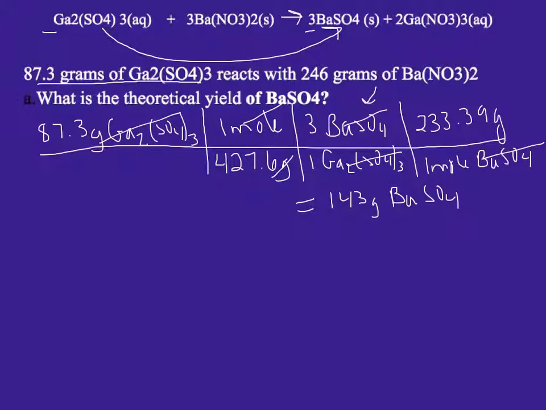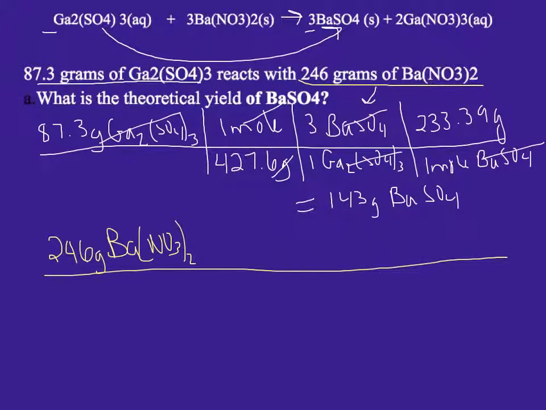Now we're going to do the very same thing, but we are going to use grams of the given, grams of barium nitrate, the other given. So we're going to start with the 246 grams of barium nitrate. And we want to go to grams of the exact same thing so we can compare answers. So we're going to go to grams of barium sulfate. First thing I need to do is find the mass of the barium nitrate. Using the periodic table, I found it to be 261.34 grams and 1 mole of barium nitrate.